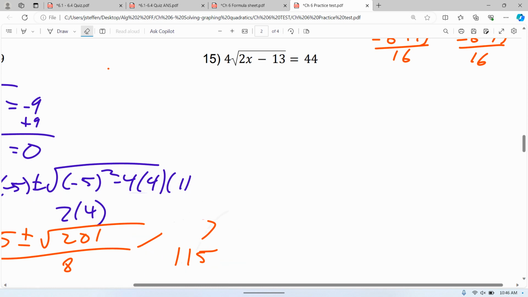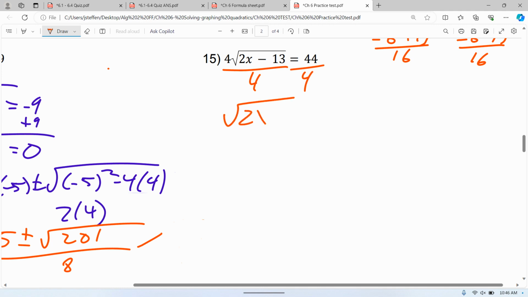Number 15, we can't do anything inside the square root until we get rid of this 4. So divide both sides by 4, and the square root of 2x minus 13 is equal to 11. Now to get rid of that square root, take both sides squared. We get 2x minus 13 is equal to 121.